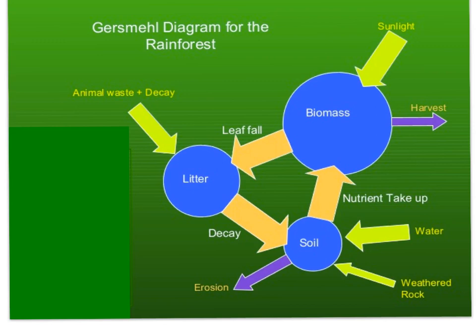Now, this diagram also includes a flux or a flow called harvest. The loss of biomass due to human harvest is important to consider, as it represents a loss of nitrogen or phosphorus from the system. Human harvest is a disruption of nutrient cycling.